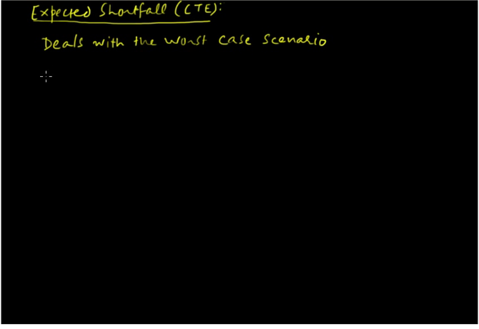Hello everyone. In a previous video, we saw how to compute historical VaR. In this video, we will deal with expected shortfall, also known as the conditional tail expectation.